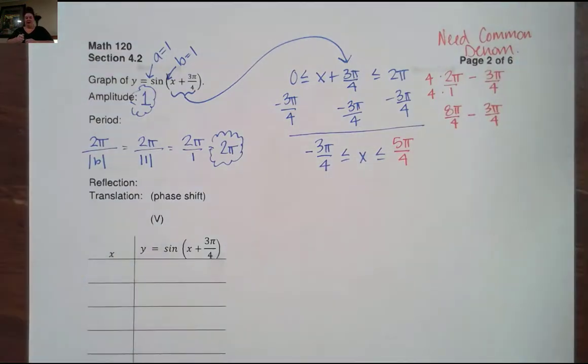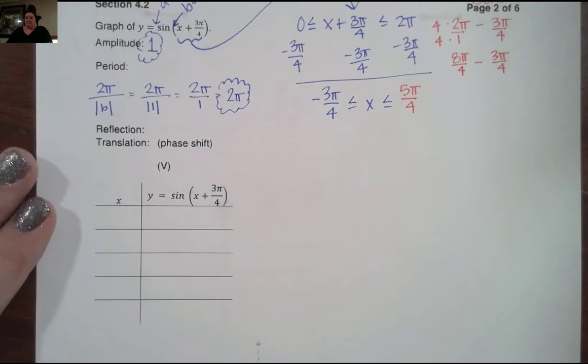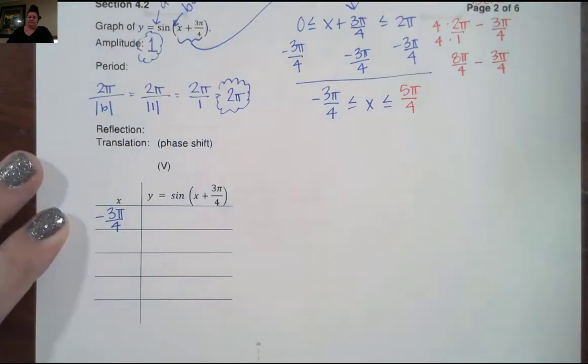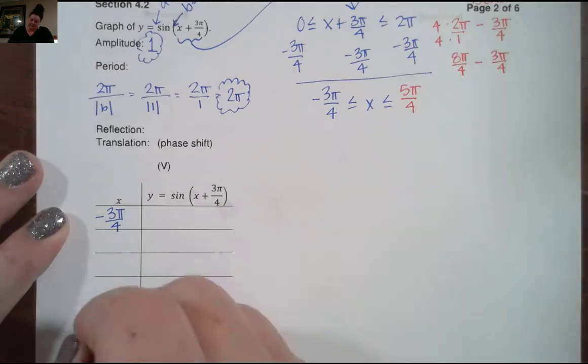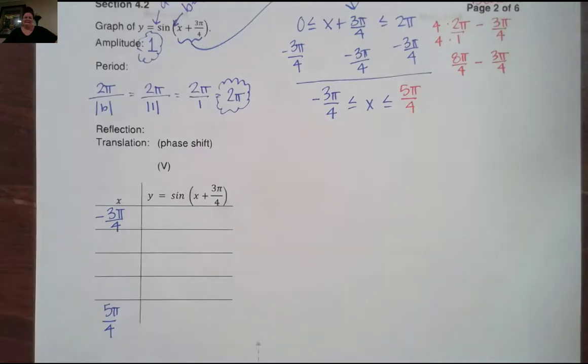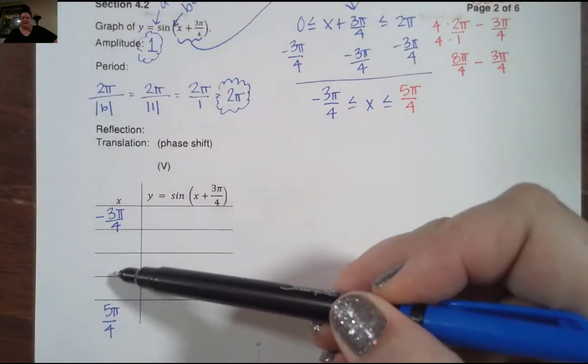Okay? Alright, so now I know where my x reference points start and stop so that I get those nice quadrantal sine values, right? So that means that my first x value that I'm going to be using for this one is negative 3 pi over 4. And my last value is going to be 5 pi over 4. Now these are not really nice, pretty ones that we could easily figure out. Okay, what should my next point be?